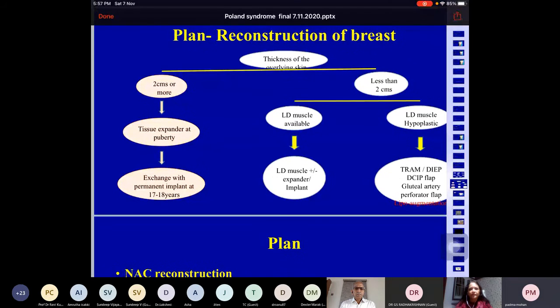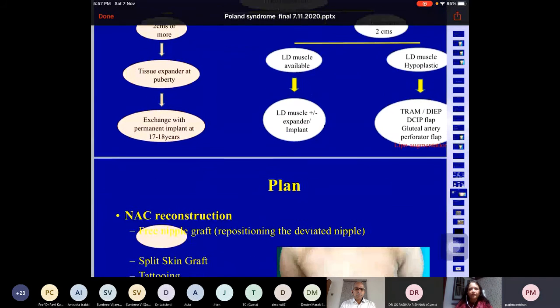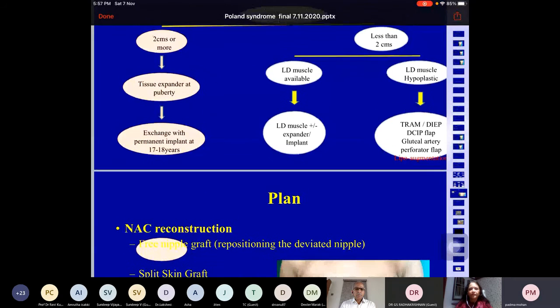If the skin thickness is less and the LD muscle is available, then I would like to use the LD muscle with an expander and later on the implant. If the LD muscle is hypoplastic, then I would like to discuss the other options with her. In this patient, we can still plan for a gluteal artery perforator flap after examining the back. And the other option I would like to give her would be a lipo augmentation, fat grafting.